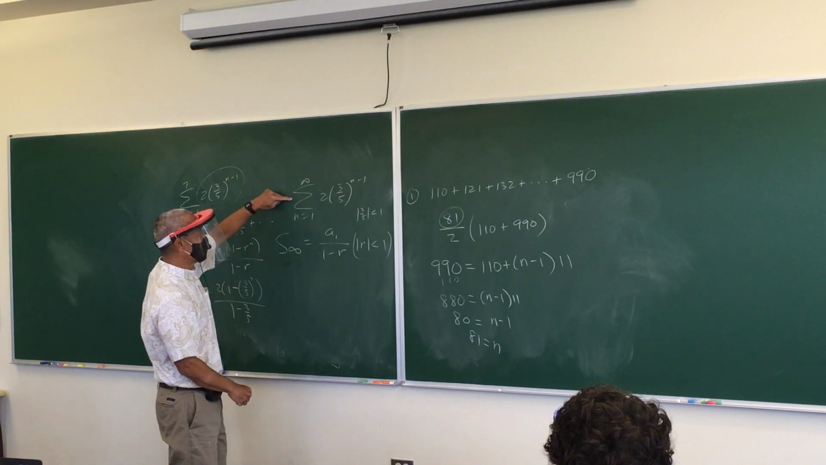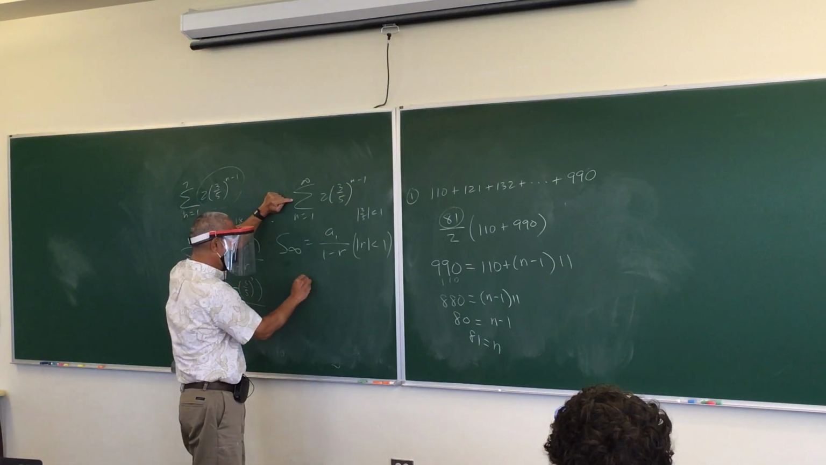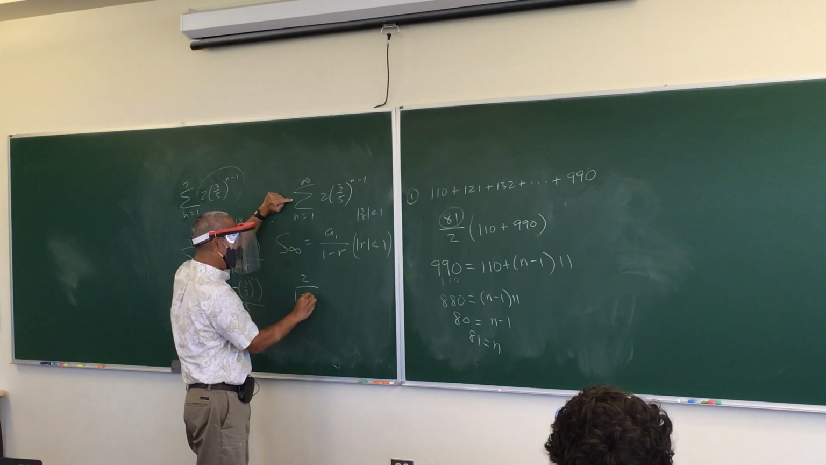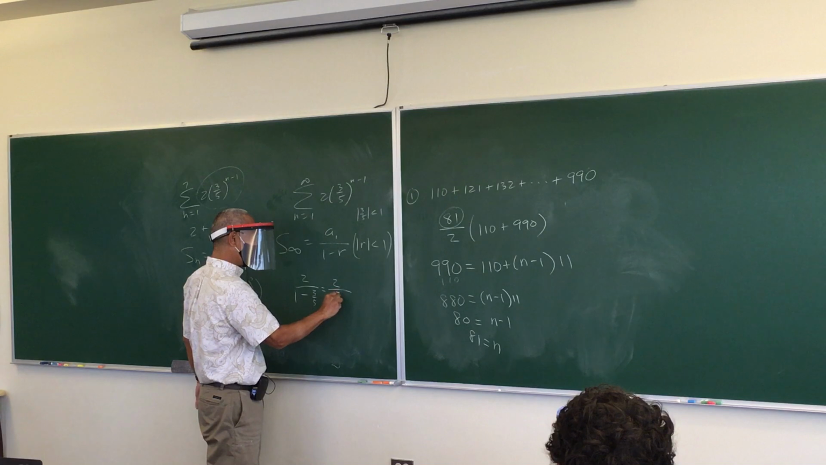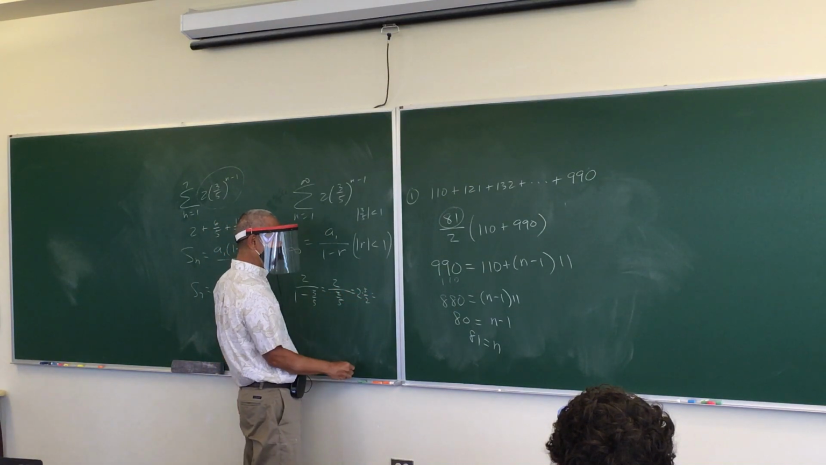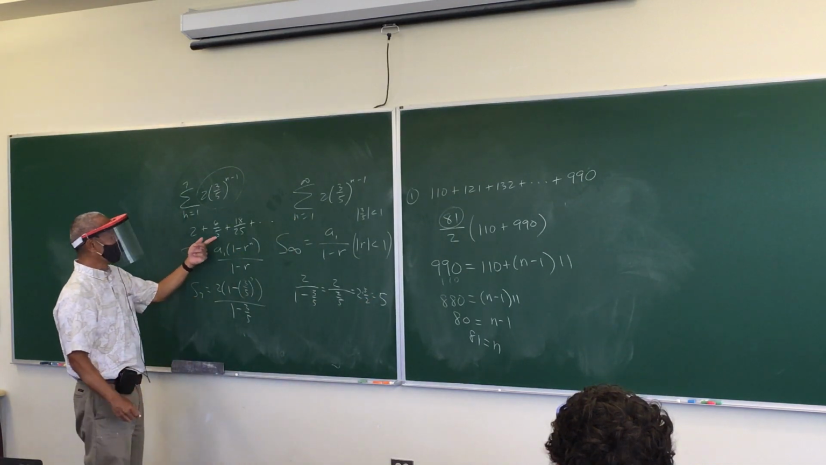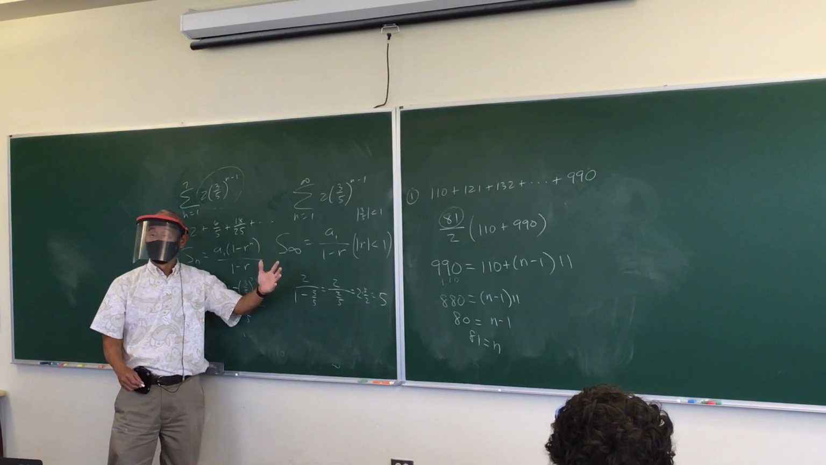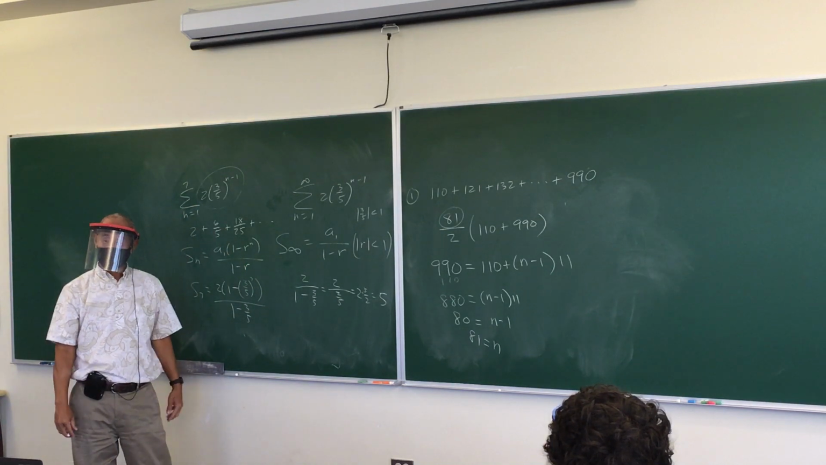So the sum of this series is equal to the first term, which is 2, all over 1 minus r, which is 3/5. Look how easy that is. So 2 over 2/5 is equal to 2 times 5/2, which is equal to 5. If you keep on adding these numbers forever, you will get exactly 5. Is that mind-boggling to you?